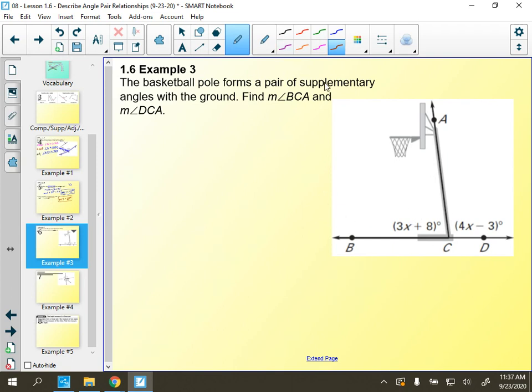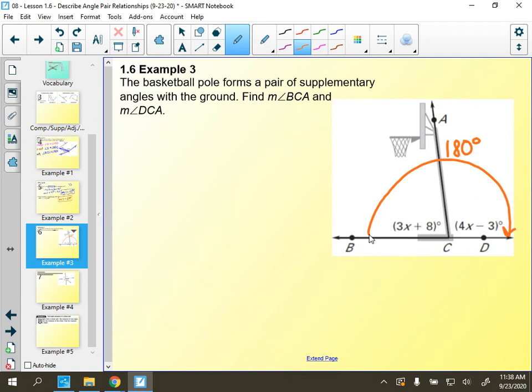I think a better name for this, forms a pair of supplementary angles with the ground, we could shorten that whole statement up and say the basketball pole forms a linear pair with the ground, a pair of supplementary angles with the ground. Either way, that's more of just a terminology thing. I think the situation here is I've got this linear pair, and I know from here to here, this straight angle measures 180 degrees. So there's a number still going on here that we don't technically see.